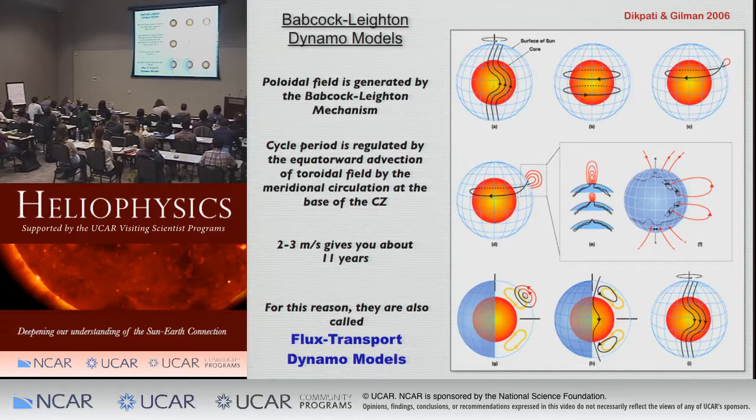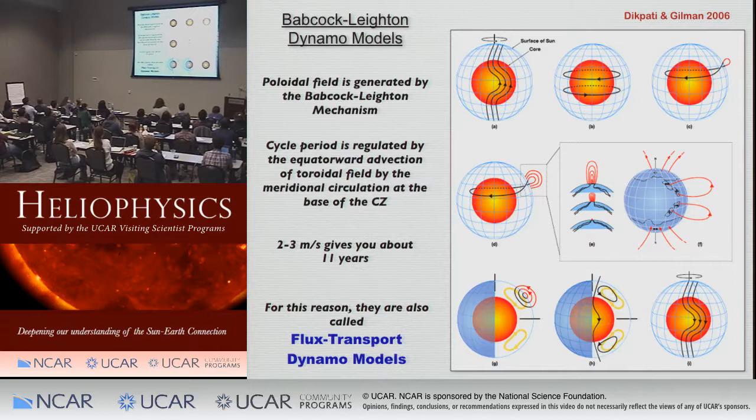All right, so how does a Babcock-Leighton model work? This is the idea. You start out with a field that's going from south to north. You stretch that out by the omega effect. You make toroidal field that's one way in the north, the other way in the south. And then you lift it up. These become buoyant. They come out to the top. You reconnect this across the equator. You move that to the poles. And you create poloidal field of the opposite sign near the surface.